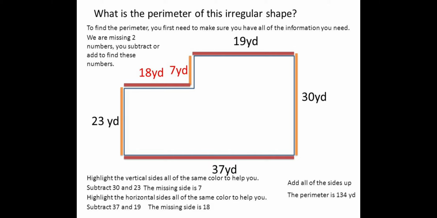Now how to find the 18 yards? Again, the same thing. We can see that at the bottom is 37 yards and the top is 19 yards. So 37 yards minus 19 yards will give me 18 yards. Once I have found these two missing lengths, now I'm just going to add them all up. So we're going to add 18 plus 7 plus 19 plus 30 plus 37 plus 23, and we will end up with 134 yards. So the perimeter of this shape is 134 yards.